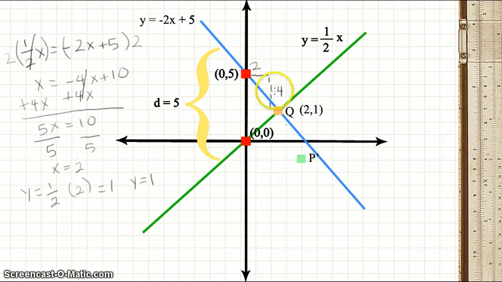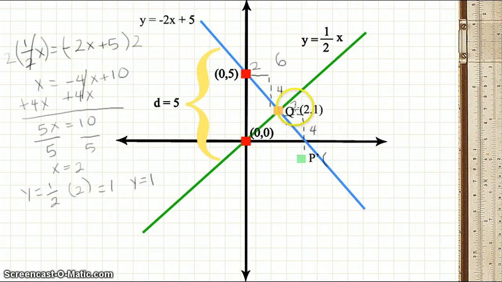And so now I'm going to add these two together, and I know that the total distance from 0, 5 to Q is 6. And I'm just going to do the exact same thing from Q to P prime. So I'm going to go over 2 and down 4. 1, 2, 3, 4. So same thing. This is 2 and this is 4, meaning that the distance from Q to P prime is also 6. And that will also be how I will find my coordinate points for P prime.